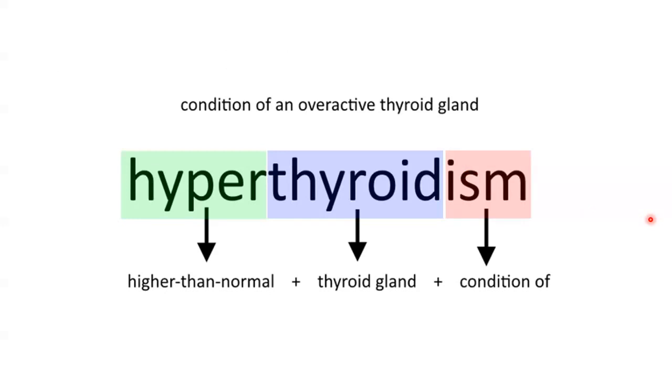Now, just to visually show you that kind of breakdown of the word, we have another example here. This is the term hyperthyroidism. Hyper, we've discussed, refers to higher than normal or increased. Thyroid simply refers to our thyroid gland. And ism means that it's a condition. So without even knowing what the term is, having never heard of this term before, you can roughly work out that it is a condition of an overactive thyroid gland.